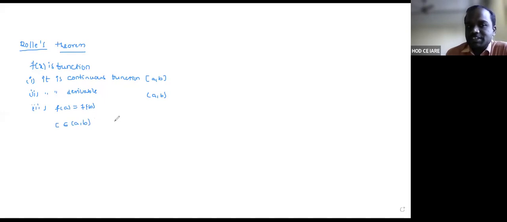That is, we write f dash of c is equal to 0. At least one point exists where f dash of c is equal to 0, that is, c belongs to the open interval of a comma b. If these conditions are satisfied, Rolle's theorem will be satisfied.